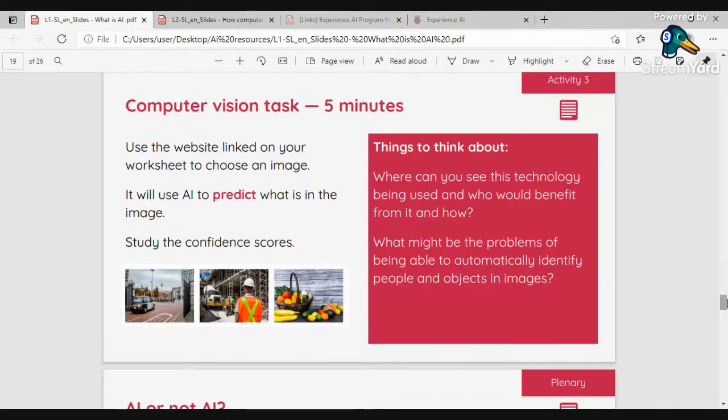So, things to think about: where can you see this technology being used, and who will benefit from it, and how? For instance, using the fruit picture is relevant in a grocery store. What might be the problems of automatically identifying people and objects in an image? A possible problem is when the images are not clear enough, making them difficult to identify.